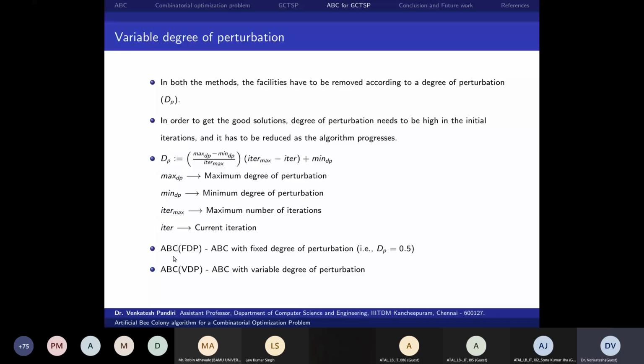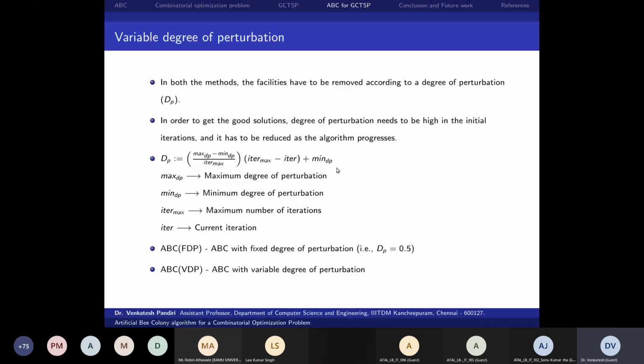So two variants are proposed. One is ABC FDP, it means fixed degree of perturbation, where degree of perturbation is fixed at 0.5, and ABC with a variable degree of perturbation. Here in this ABC VDP, DP will be calculated for every iteration according to this formula, and according to this formula only the perturbation will happen. So perturbation means the rate of change in the solution. So the rate of change in the solution should be high in the beginning, and at the end of the algorithm, the rate of change should be less.